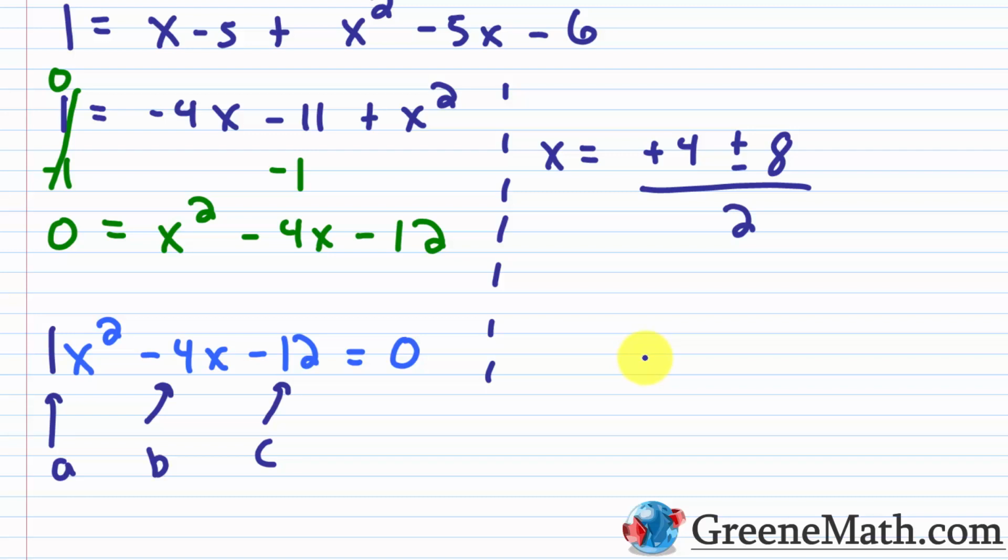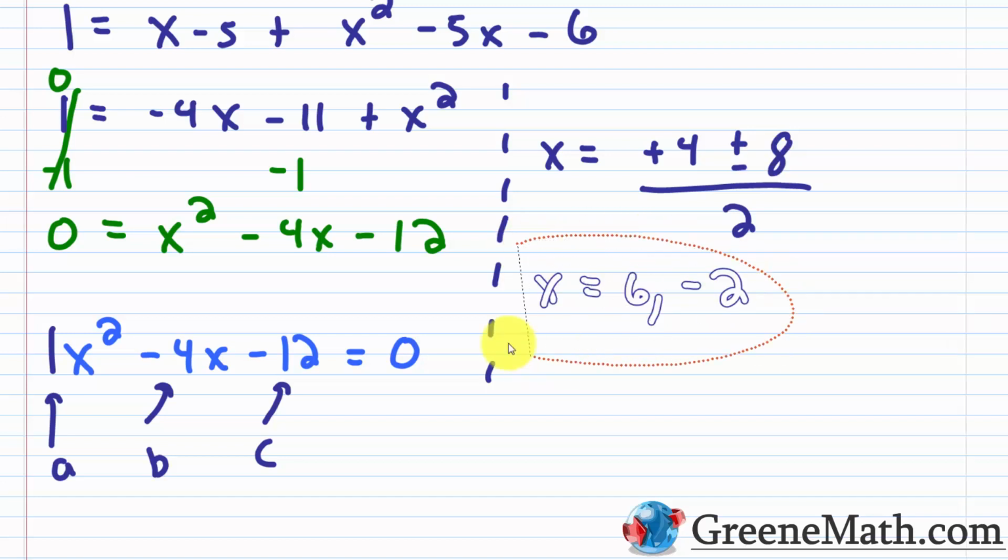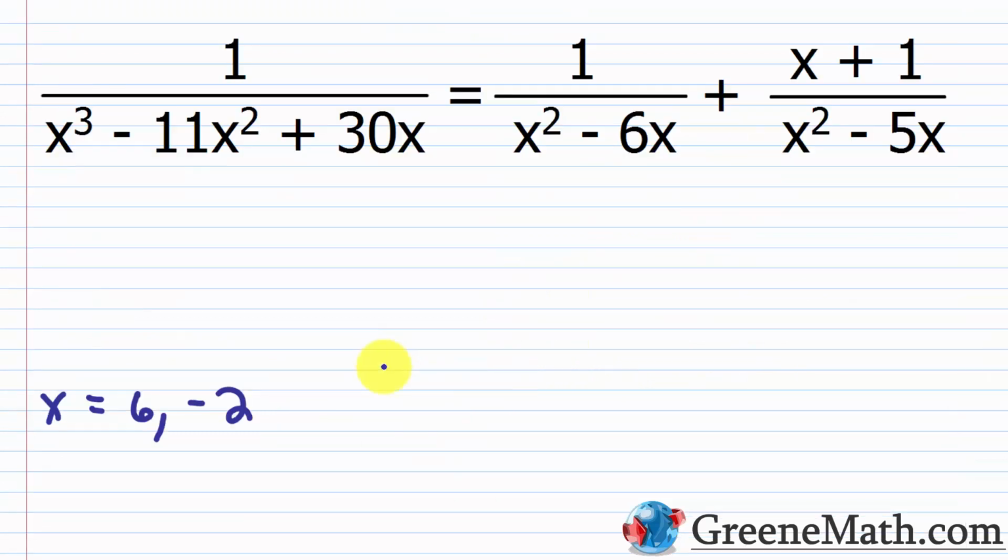Okay, so I'm going to get two solutions here. X is going to be equal to 4 plus 8, which is 12, over 2, which is 6. And then X is going to be equal to 4 minus 8, which is negative 4, over 2, which is negative 2. All right, so let's copy these solutions. All right, so let's check this.